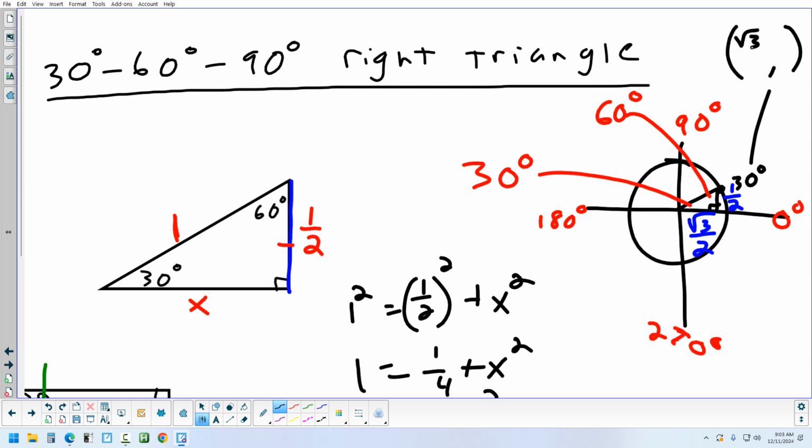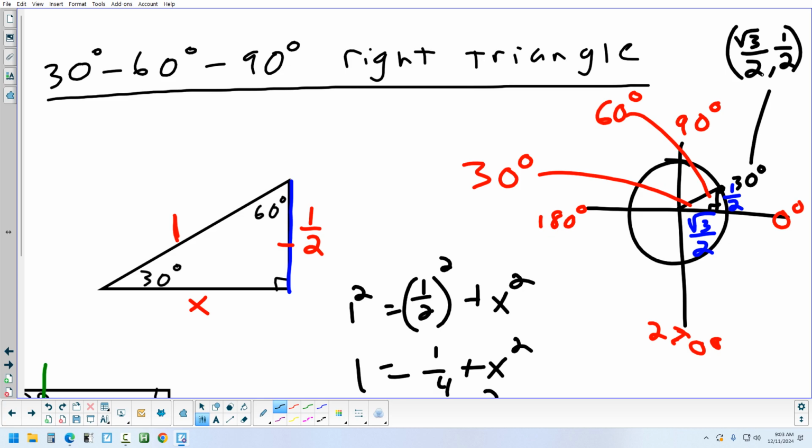Square root of 3 over 2, 1/2. And that is the coordinate for 30 degrees. Square root of 3 over 2, 1/2.